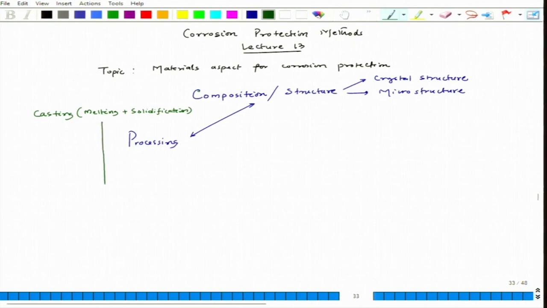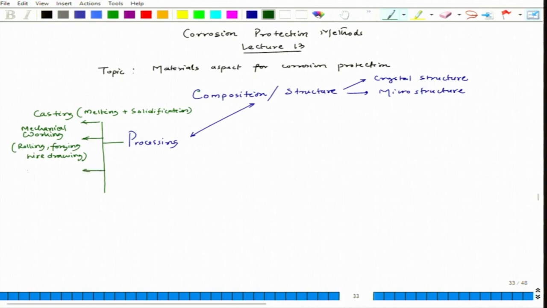So, that means we have casting, then we have working. And working means I am talking about mechanical working. And in this particular case, we are considering rolling, forging, drawing, all those processing factors. In fact, there will be a strong influence of those processing on the corrosion behavior.